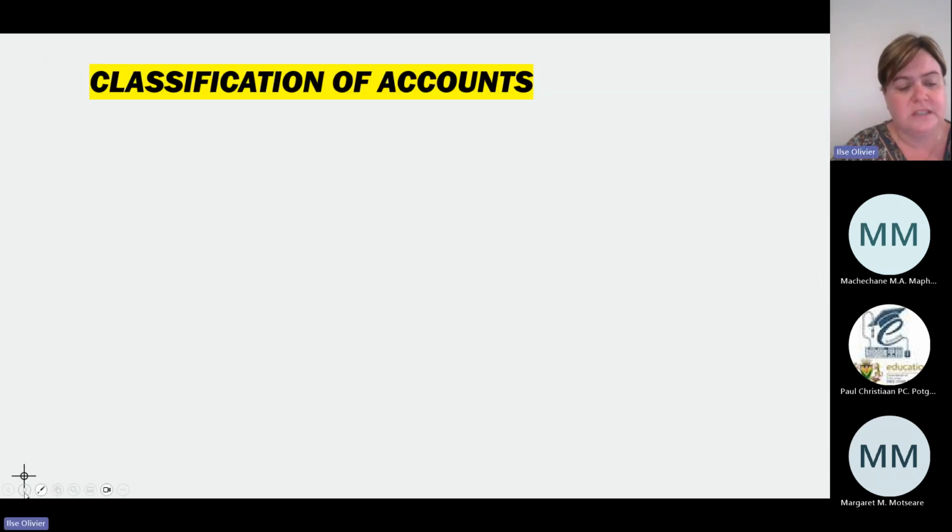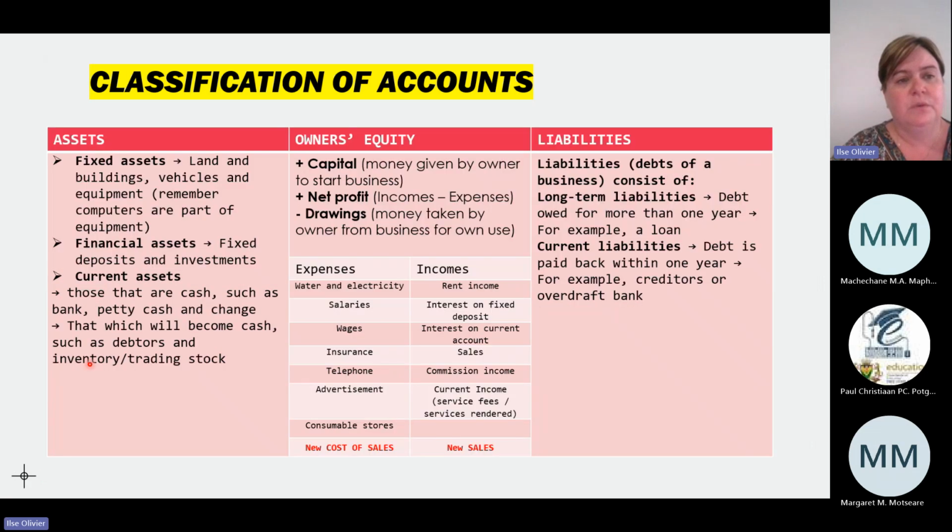First, we're going to look at the classification of accounts. If we look at the classification of accounts, we will have assets, owner's equity, and liabilities. Assets is always my fixed assets, my financial assets, and my current assets. Fixed assets is always the same: land and buildings, vehicles, and equipment. And remember that computers are classified as equipment.